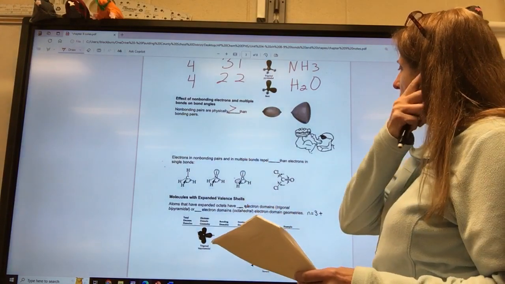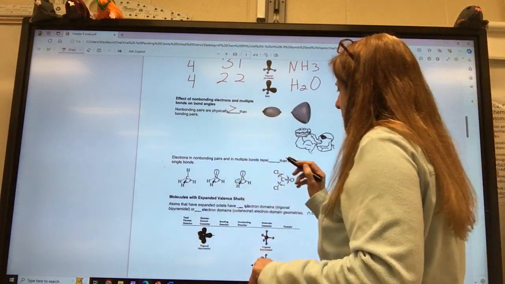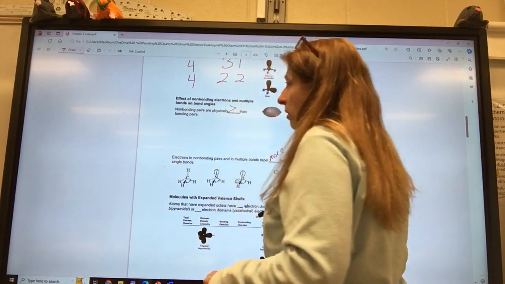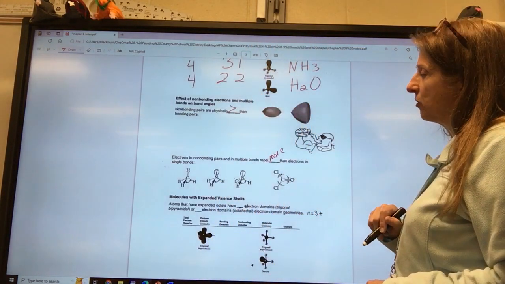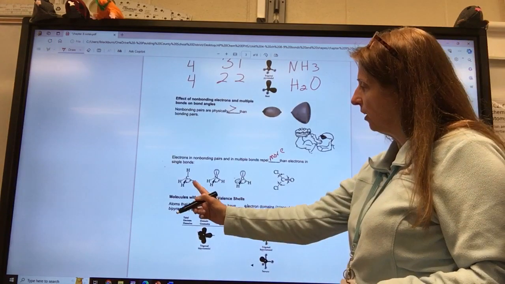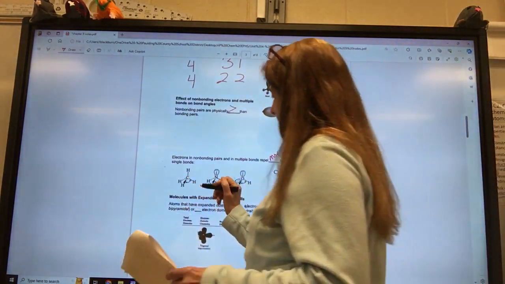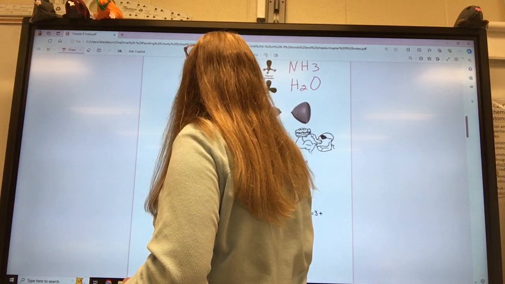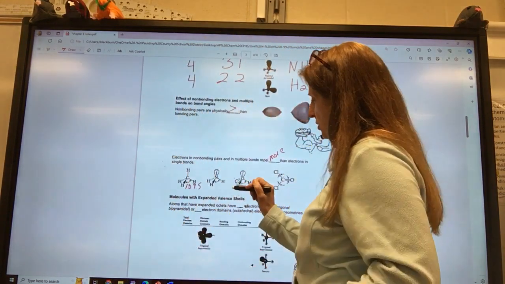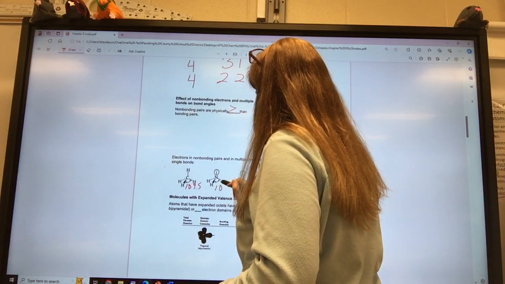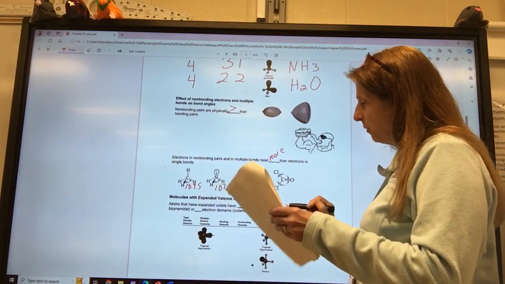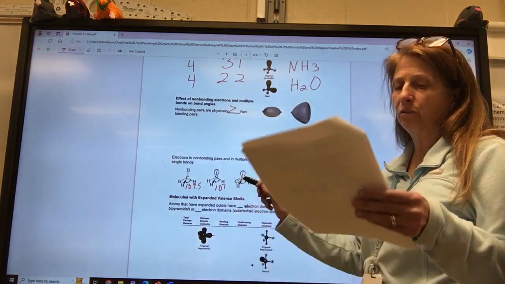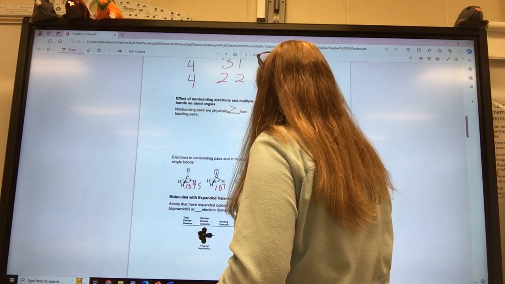Electrons in non-bonding pairs or multiple bonds repel more than electrons in single bonds. So here is methane, our regular tetrahedron, 109.5. Here's ammonia, which squishes it a little bit more, 107 degrees. Here we are with oxygen. 2 of them squish these even closer together. It's 104.5.